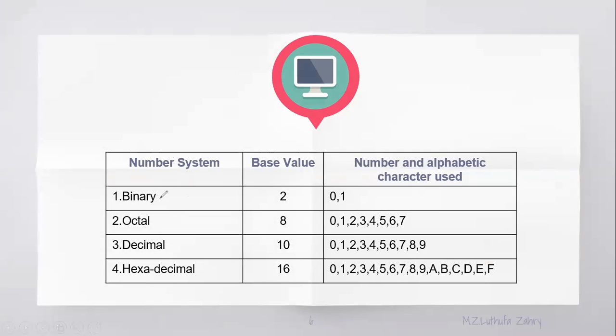So first, we are going to see the number system binary. In binary, there are only two digits used, 0 and 1. If you take a binary number, only 0 and 1 will be in that number. If you take the octal number system, it's going to be from 0 to 7. There will be altogether 8 numbers: 0, 1, 2, 3, 4, 5, 6, and 7.